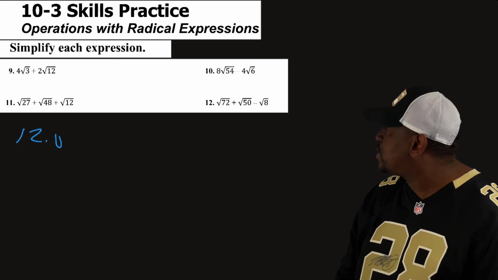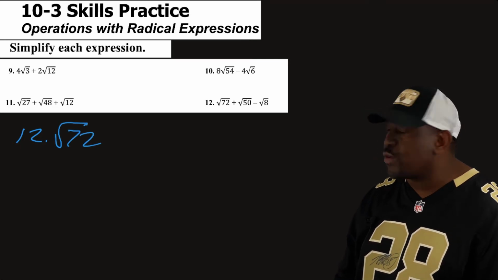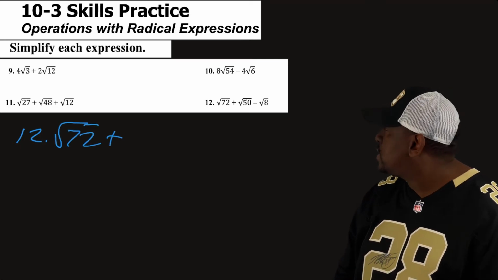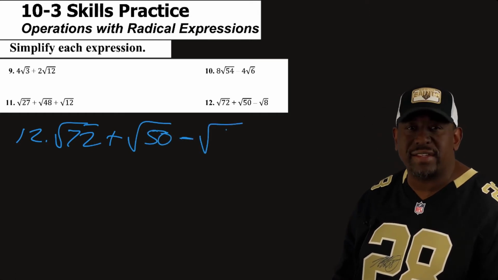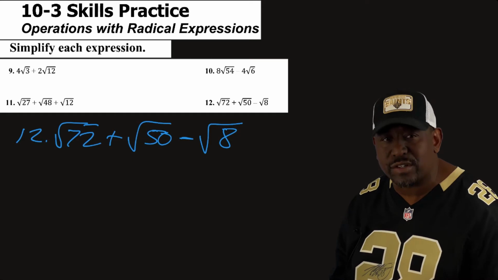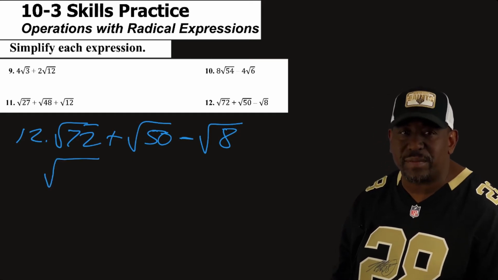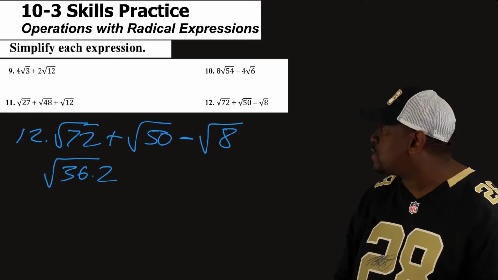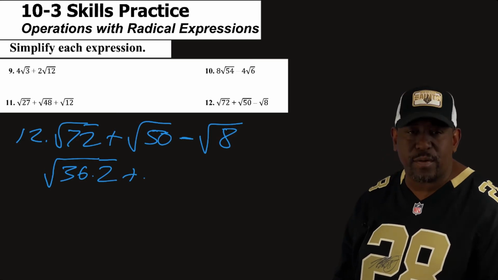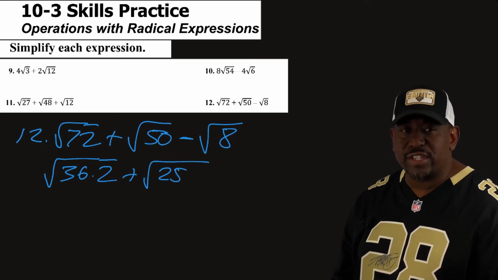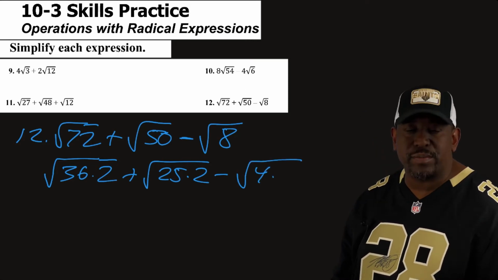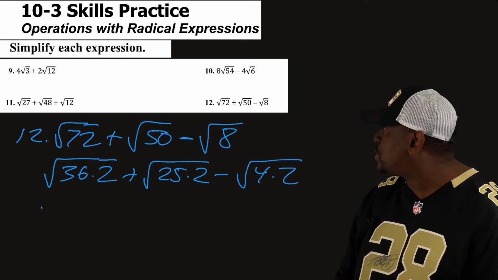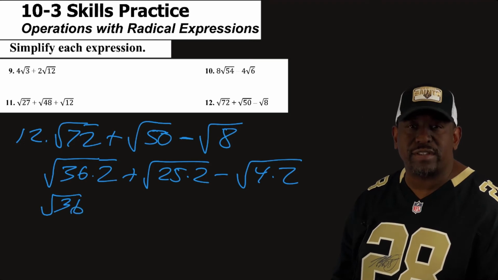We'll now go to number 12. Again, we have the square root of 72 plus the square root of 50 minus the square root of 8. Since we don't have common radical values, we have to simplify each of the radicals as much as possible by looking for perfect squares. 72 can be broken down into 36 times 2. 50 can be broken down into 25 times 2. And 8 can be broken into 4 times 2.